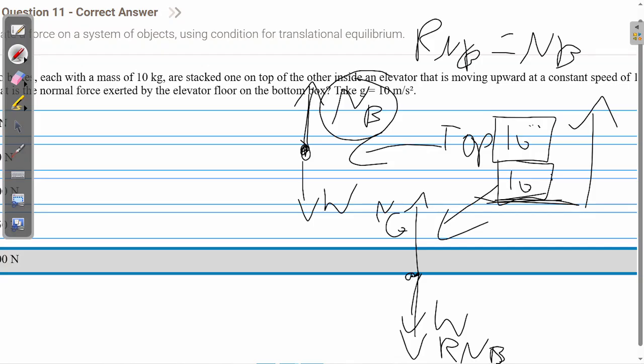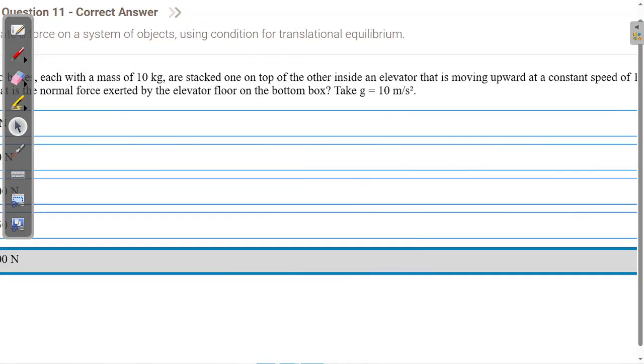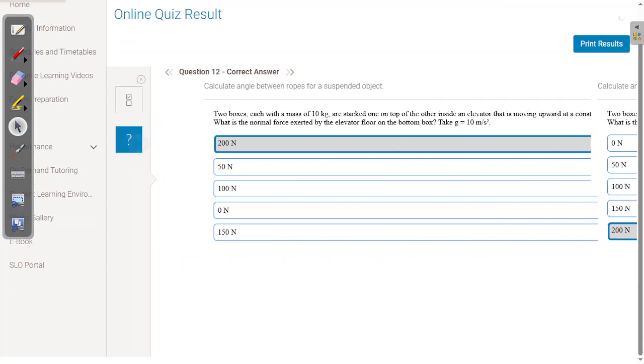And what do we know about NB? NB is equal to the weight. Since it's at a constant speed, NB is equal to mg, which is 10 times 10, which is 100 newtons. And now we can work here. Normal of the ground is equal to the weight, which is 100, plus this, which is 100. So you get 200 newtons. So the trick here is just to know which forces, which is the reaction.